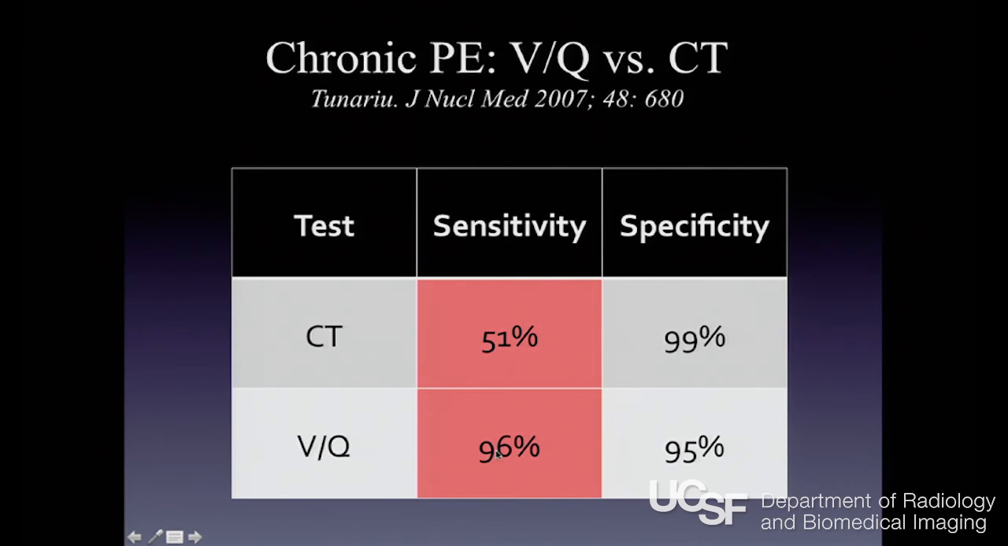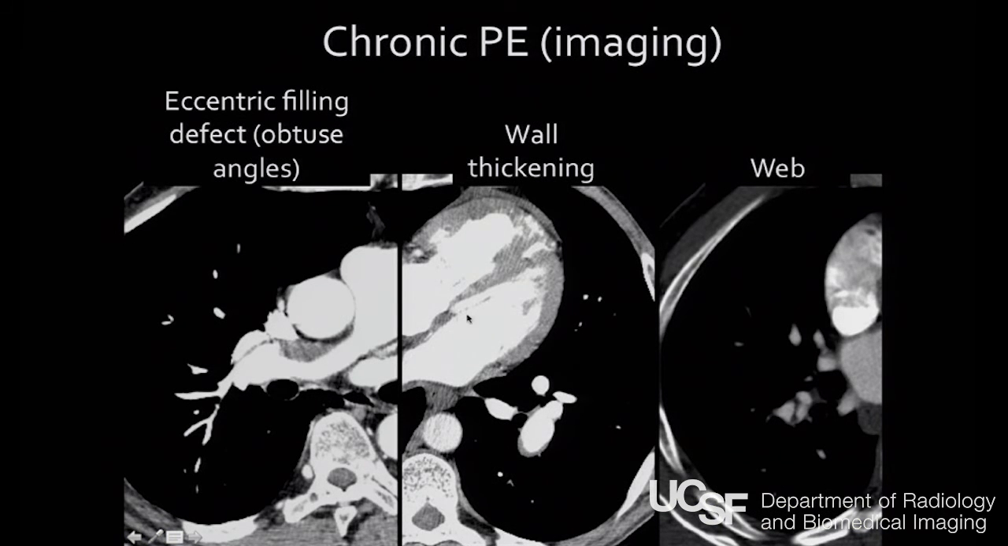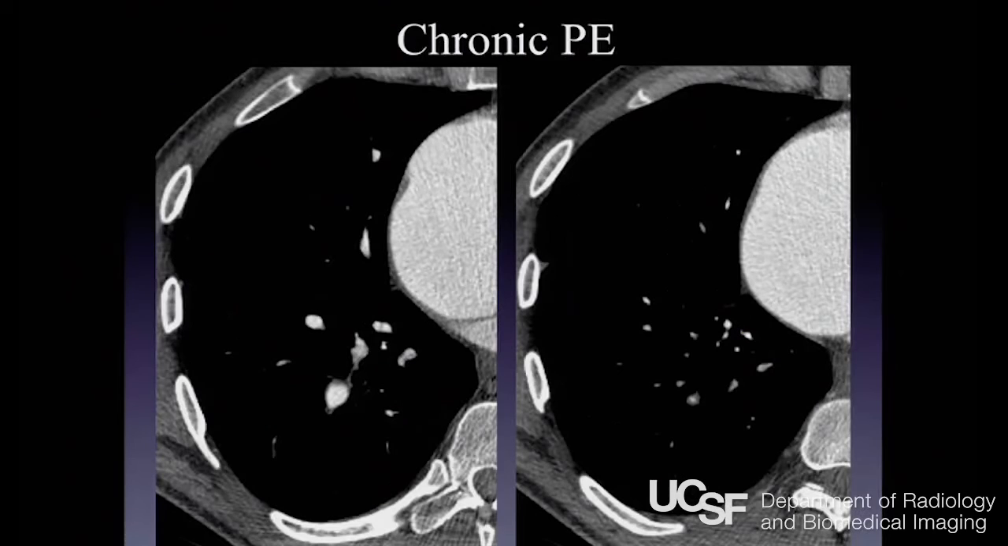And the reason for that is because, well, these are the classic signs of chronic PE, and we usually don't see these. Eccentric defects that have obtuse angles, areas of wall thickening, little webs, these linear defects in the arteries. But we see these in a minority of patients with chronic PE. These would be easy to pick up if that was the main finding we saw. Usually we see this, and this is really subtle.